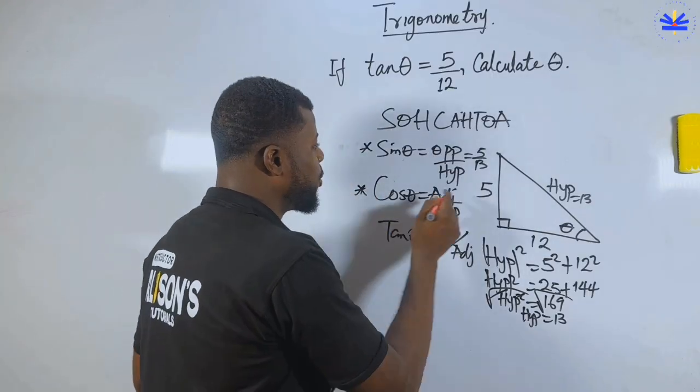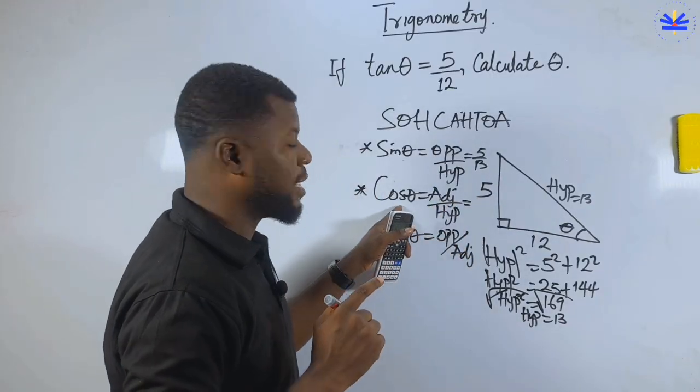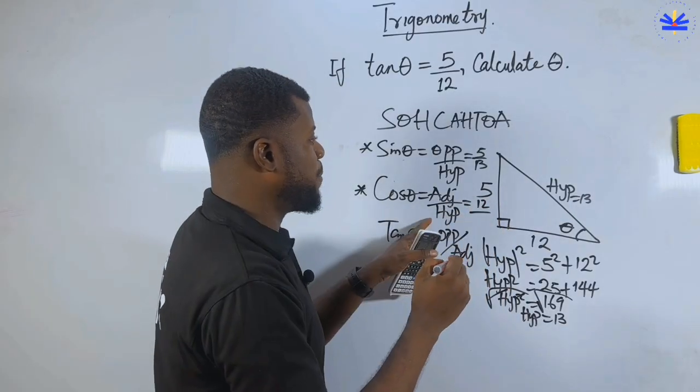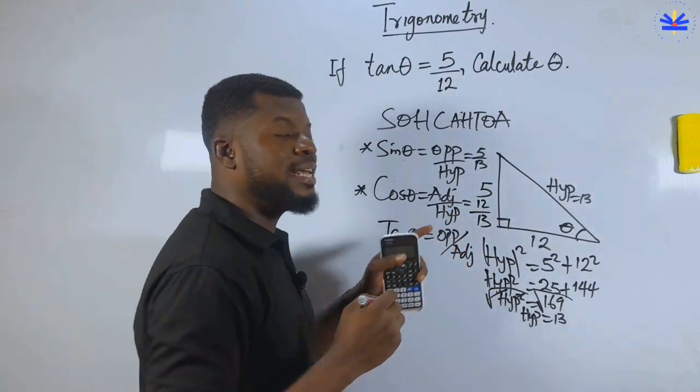Okay, now, moving to cos, you can easily define cosine theta to be adjacent, which is 12, divided by the hypotenuse, which is 13. That's how you can easily get these things.